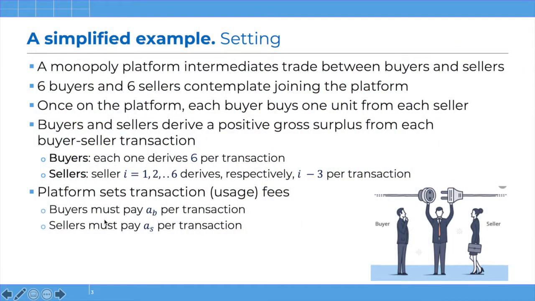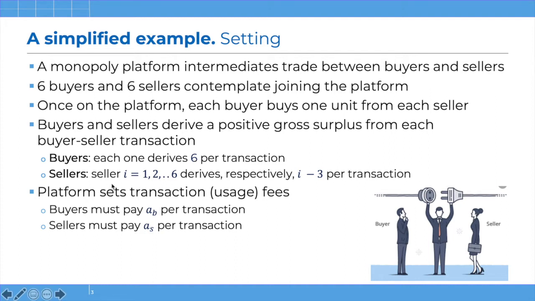There is just one platform, and you can think of it as a marketplace that intermediates trade between buyers and sellers. There are 6 buyers and 6 sellers who may join the platform, and we assume that once they're on the platform, they transact with one another. So each buyer buys 1 unit from each seller, and doing so, buyers and sellers extract some surplus from each buyer-seller transaction. Now, we simplify the buyer side by assuming that all buyers are the same, in the sense that they all derive the same surplus from each transaction, and this surplus is equal to 6.